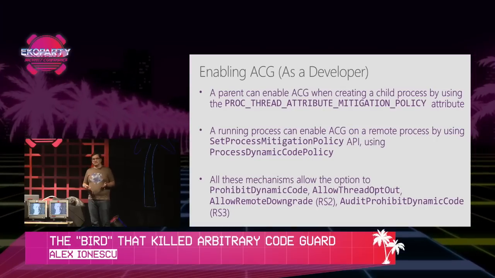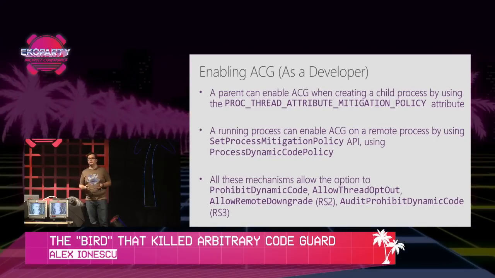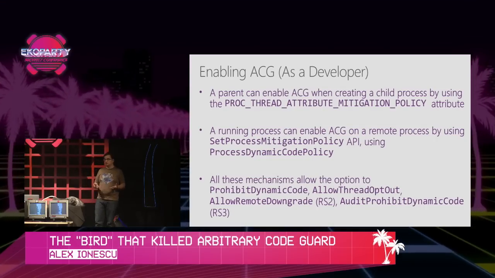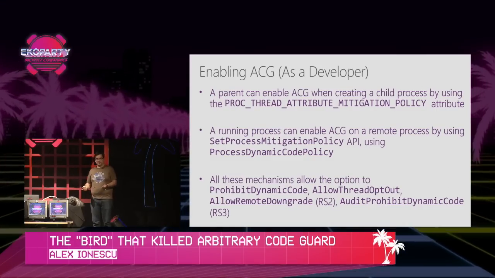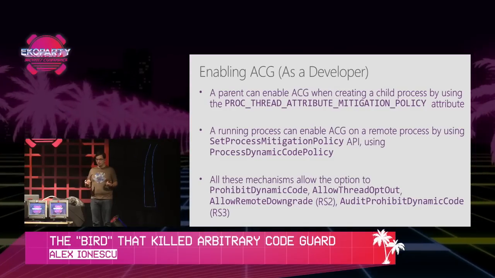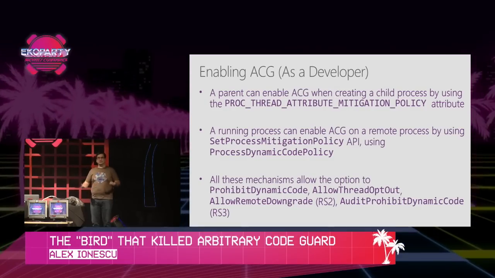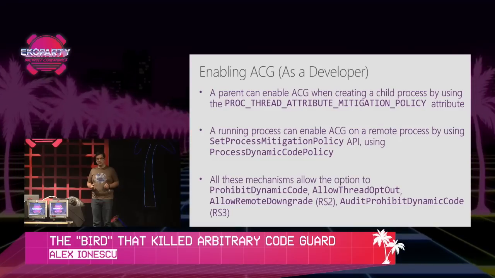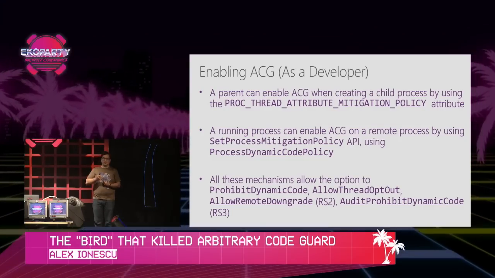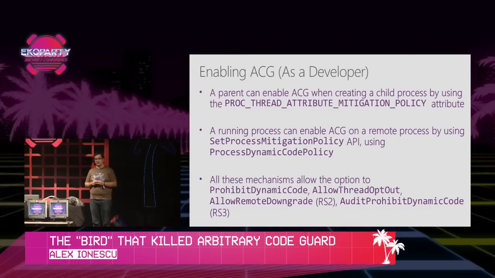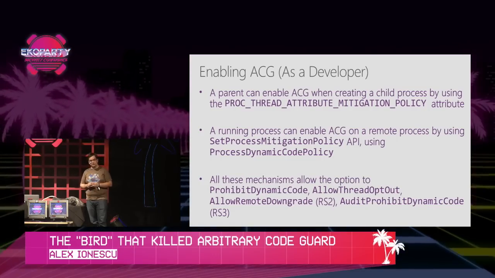So how does someone use ACG? Well, if you're a developer, you can basically create a process with a special attribute that says, I want ACG, or your own process, if someone else creates it and you don't control your own creation, can, at runtime, set this mitigation on its own. So I can say, I want to protect myself against dynamic code, or I want my children not to be able to have dynamic code. So there's kind of two ways of doing that.